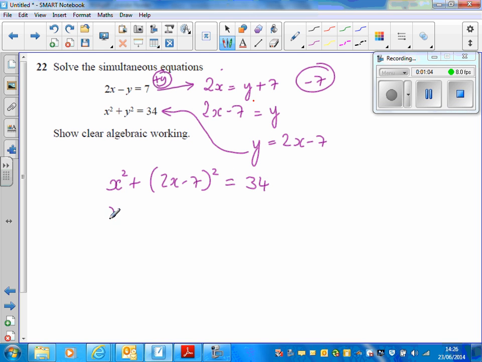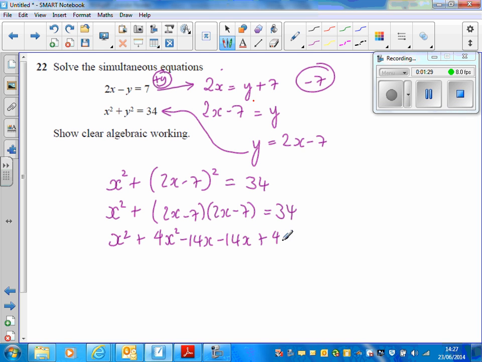Right, let's remove the brackets. So x squared plus, remember if you square, it's 2x minus 7 multiplied by another 2x minus 7, and that's equal to 34. So now we've got x squared plus 2x times 2x, that's 4x squared, minus 14x, minus another 14x, and then minus 7 times minus 7 is plus 49, and that's equal to 34.